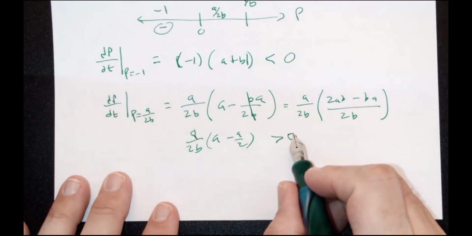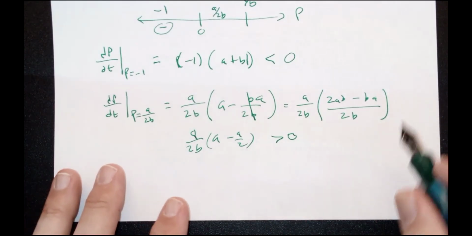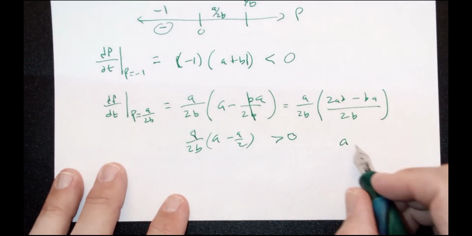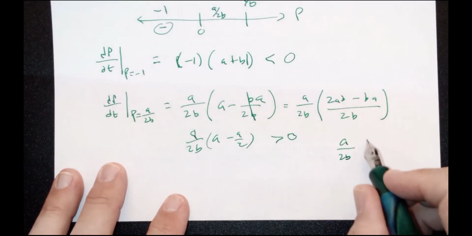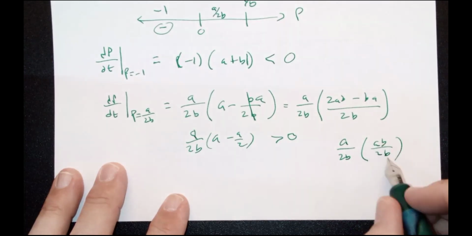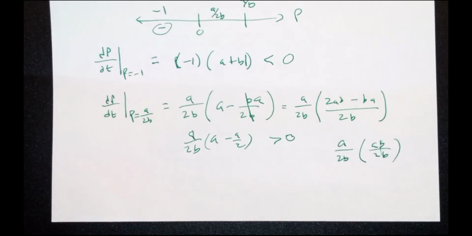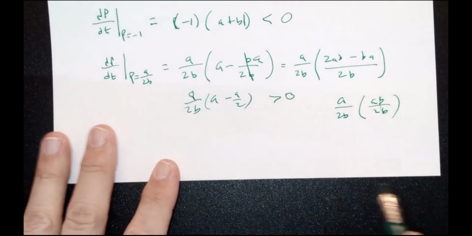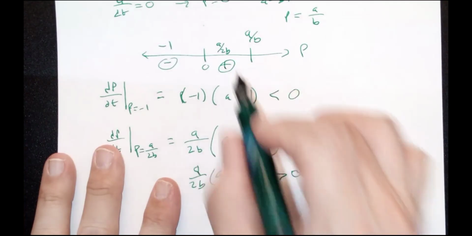I didn't even care what the value was. I just care that it's positive. By the way, when I do this, I get A over 2B times AB over 2B, and lo and behold, the B's cancel there as well. So I'm going to get the same thing. That's a positive. Wait a minute, that means in here, I can put a plus.